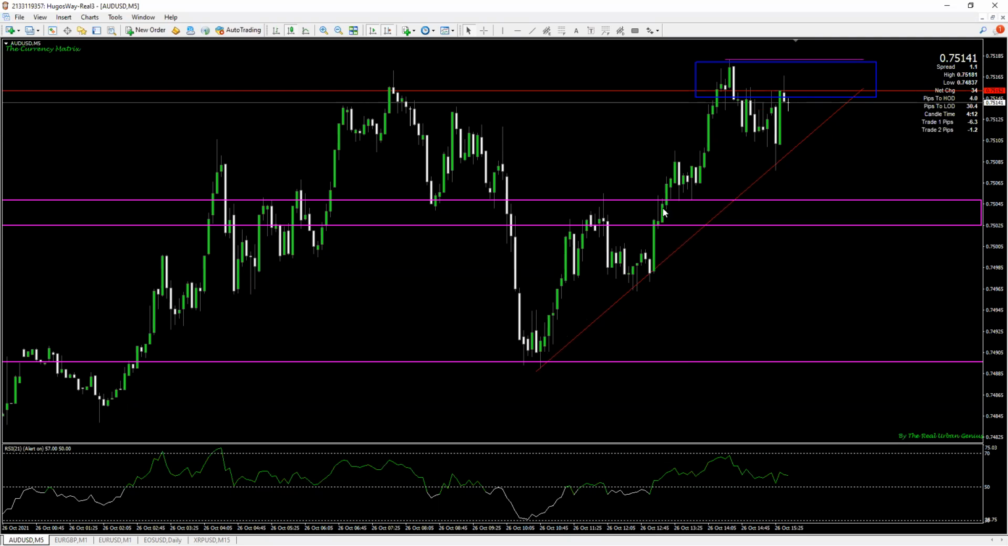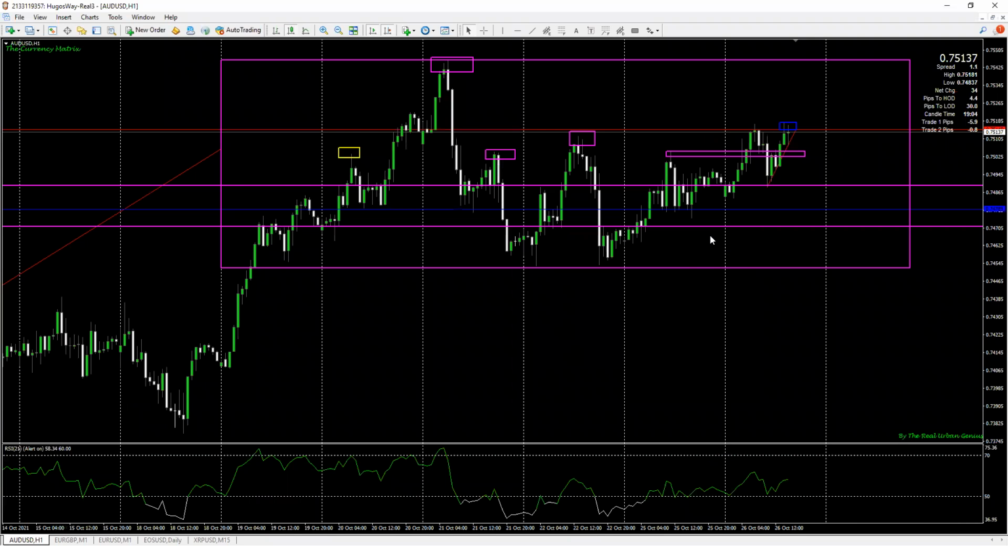So that's Aussie USD and my explanation behind my current position. And I'm taking this position in this direction to the downside.